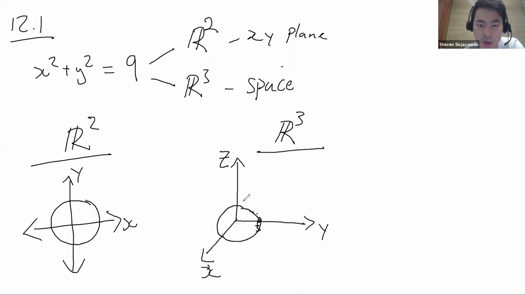So this circle can also be represented at z is equal to 1, at z is equal to 2, at z equals 3, and basically any real value of z. So that is why it's going to look something like a cylinder without a volume. Okay, so any questions so far?